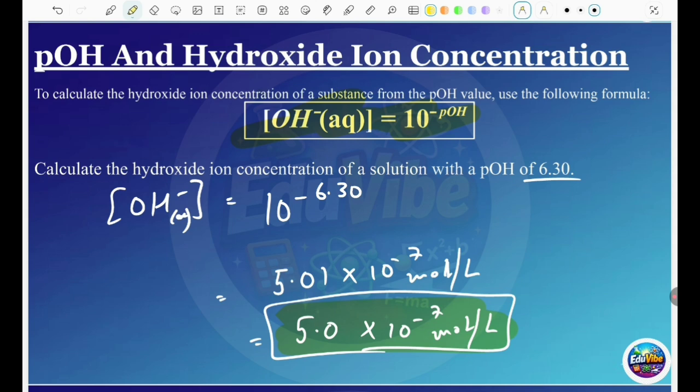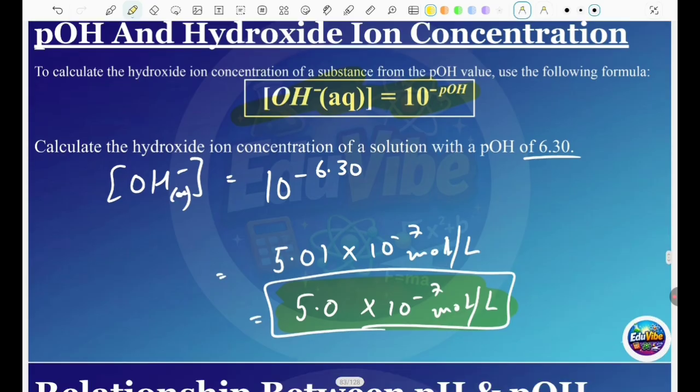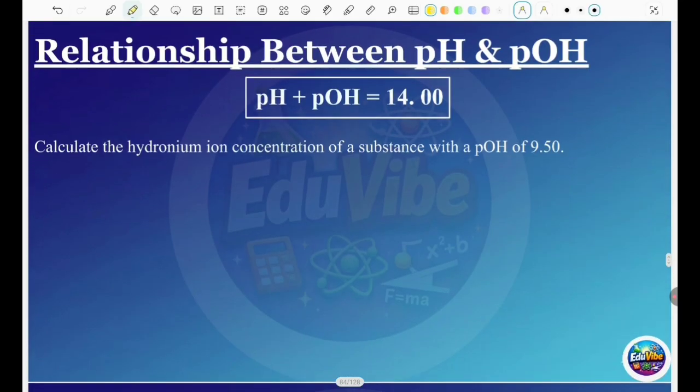So this is again an easy thing, same as pH, and pOH stays the same. In pH you have to take care of the hydronium ion concentration. In pOH you have to take care of the hydroxide ion concentration. I keep repeating this because it is the important thing you have to know in pH and pOH calculations. Last thing in this, the relationship between pH and pOH. When we add pH and pOH, you will get 14.00.